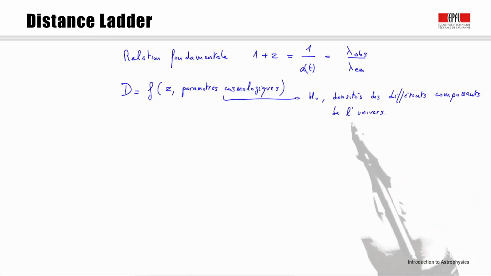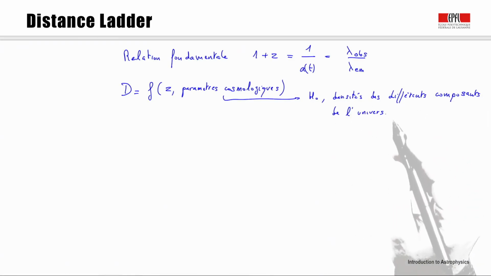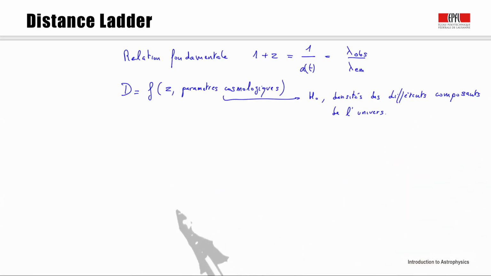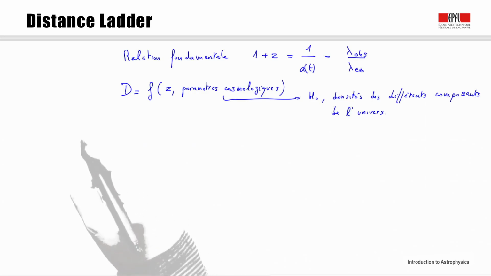These components will include the repulsive dark energy, which is responsible for the accelerated expansion of the universe, and dark matter. Now, how to define the distances? I said that we have standard rulers and standard candles.